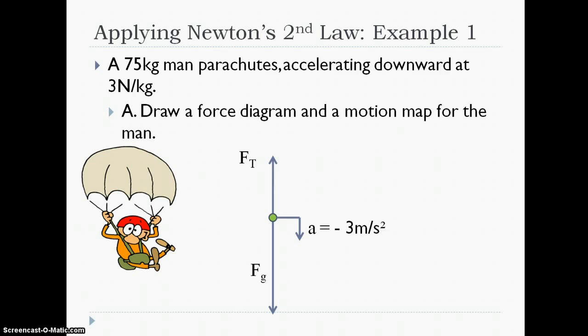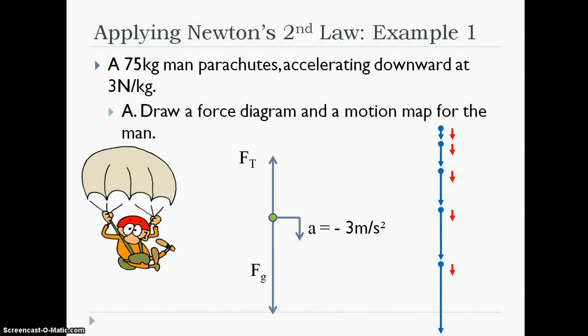The second thing it asked was to draw the motion map. So the motion map, he's obviously falling. He's going to be speeding up as he goes. So my velocity arrows should be getting bigger. Remember, the dots represent position, the arrows are velocity. The last thing we did with motion maps was to learn how to draw acceleration with them, so we'll do that here as well. The acceleration is constant and it's down. So for each velocity arrow, I'll have an acceleration arrow that is exactly the same size.